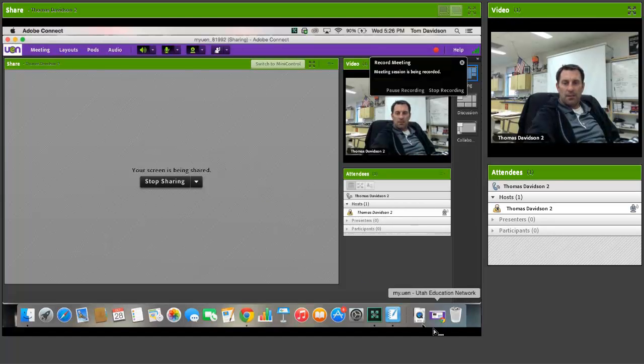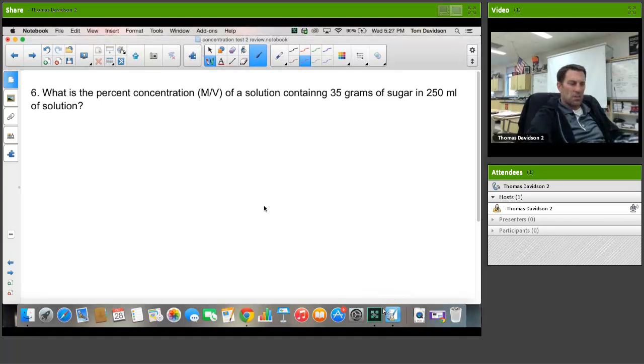All right, let's talk through question number 6. If you are here, that's because you got this question wrong. This is a percent concentration, which means we do not use a picket fence, which means I do not have a hidden proportion, which means I just do use my circle.